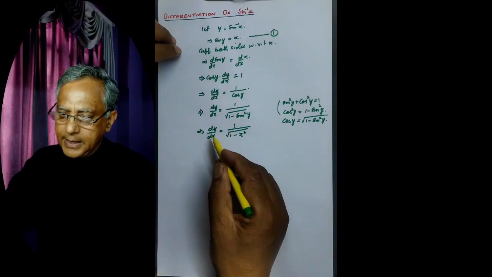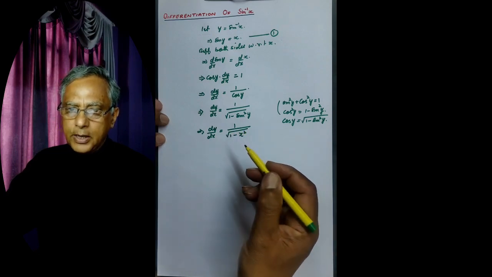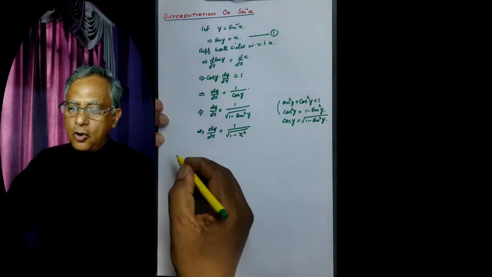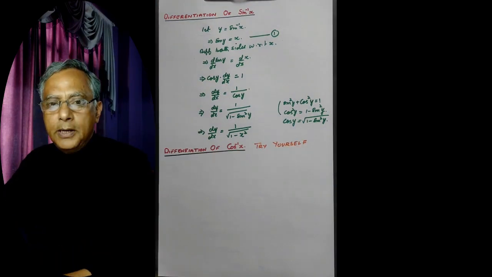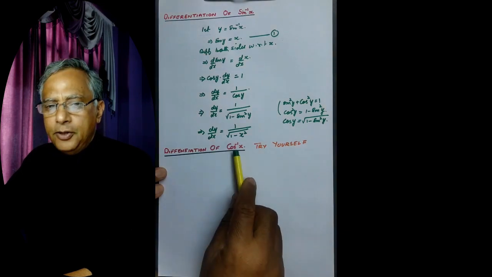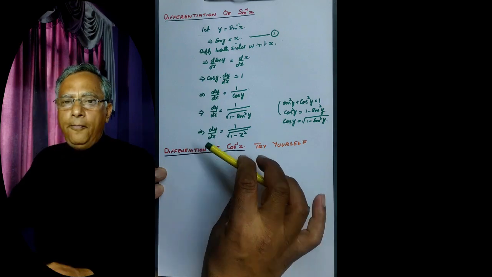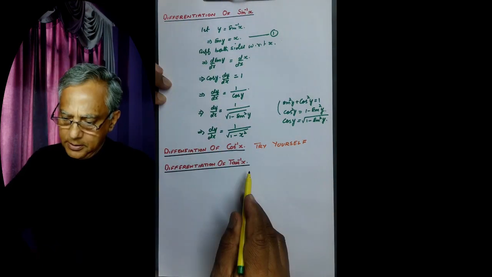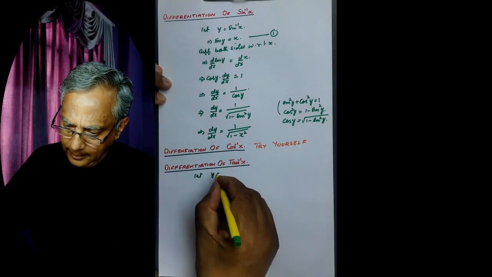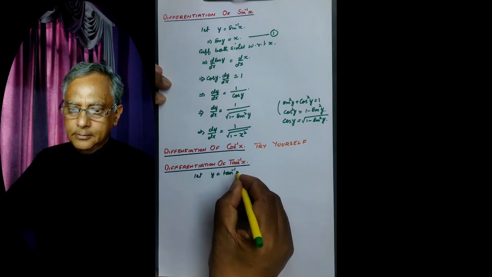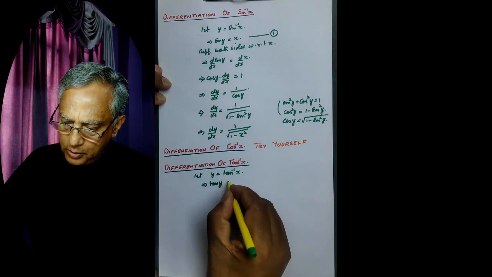So the differentiation of sine inverse x is 1 over under root 1 minus x square. And differentiation of cos inverse x, you can try yourself on similar lines. I take up the differentiation of tan inverse x. Let y be equal to tan inverse x. This implies tangent of y is equal to x.